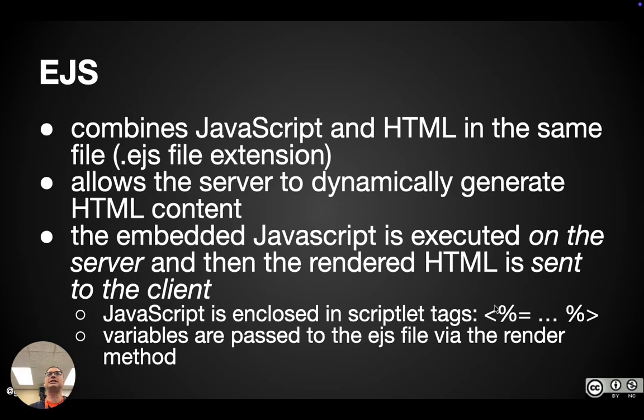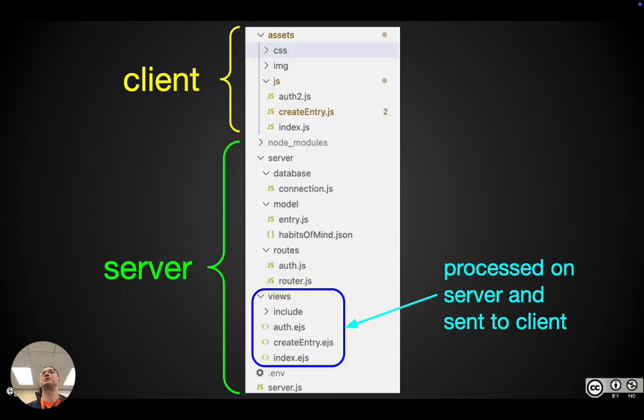The way we do this is we use what are called scriptlet tags. It's a less than sign and a percent and equal sign, some JavaScript code, and then another percent and a greater than symbol. And then we can pass variables from that route function we wrote into the EJS file that we can use inside of the JavaScript code, which is kind of cool.